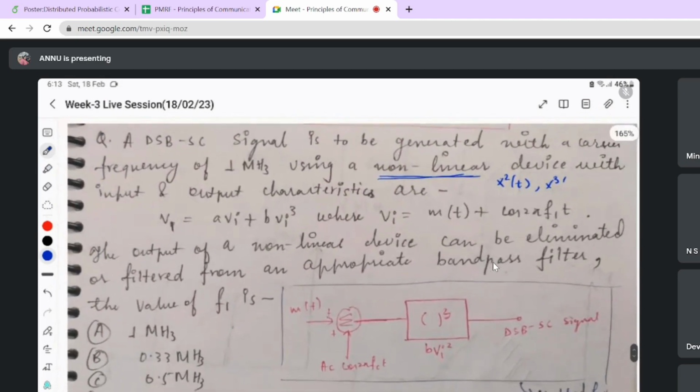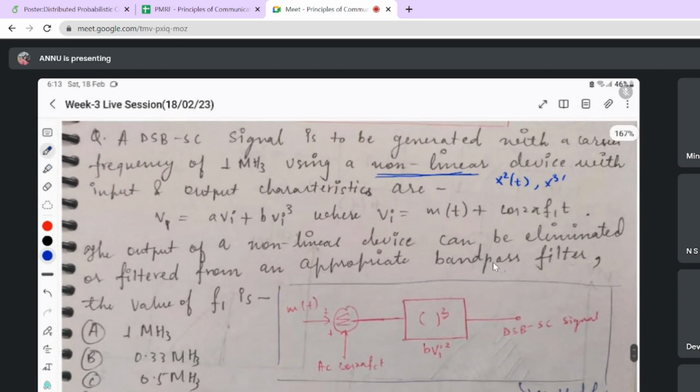I will actually post this PDF in the link given to you by NPTEL. So if you are not able to see it here properly, then you can see it there also, or I think it is visible now. Yeah.